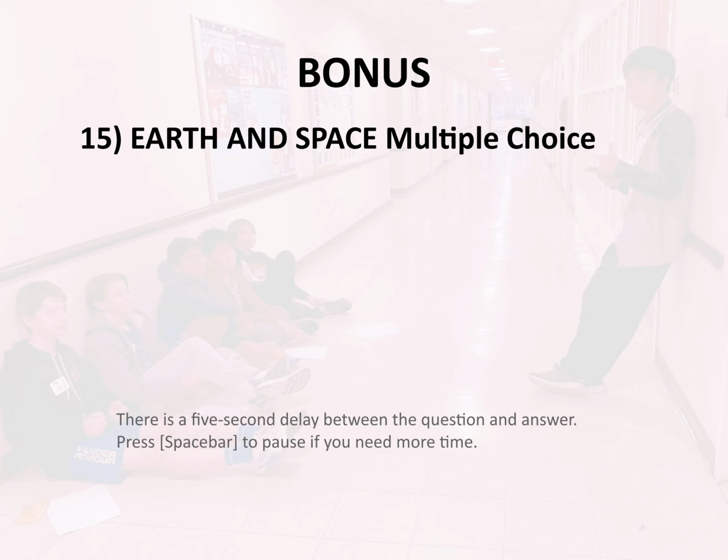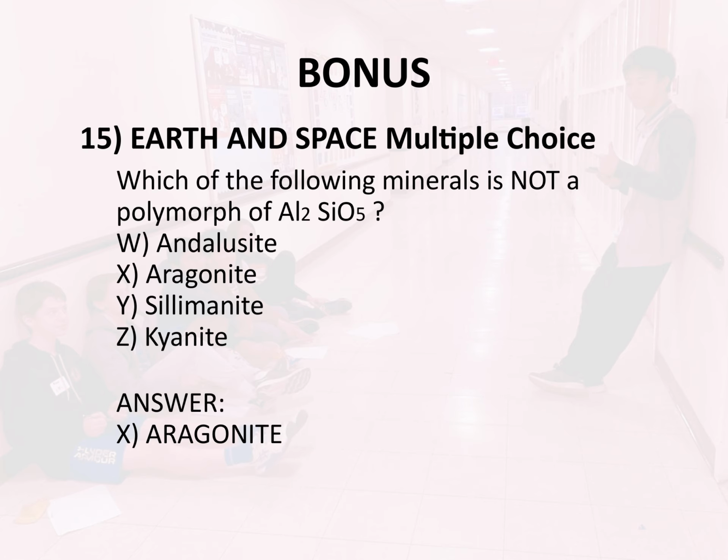Bonus 15. Earth and space. Multiple choice. Which of the following minerals is not a polymorph of Al2SiO5? W. Andalusite. X. Aragonite. Y. Sillimanite. Z. Kyanite. Answer. X. Aragonite.